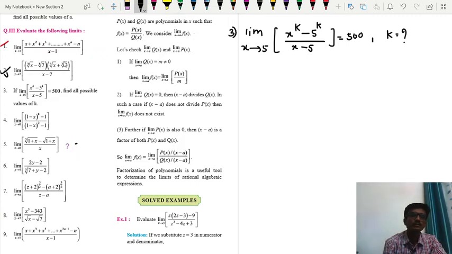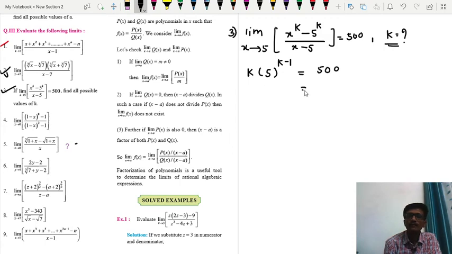We'll do question number 3. Here you have to find k. It is of the form limit x tends to a, (x raised to power n minus a raised to power n) upon (x minus a). So this limit will be n, that is, k into 5 raised to power k minus 1, and this will be equal to 500.